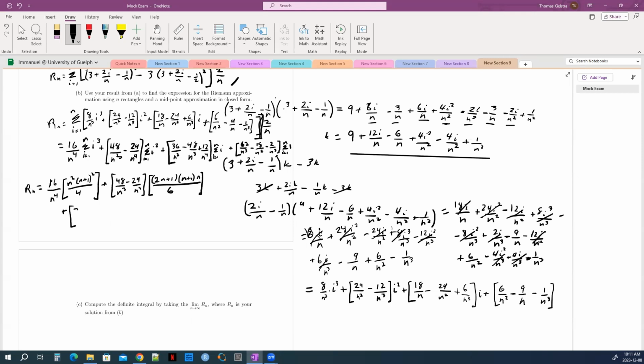plus 36 over n squared minus 48 over n cubed plus 12 over n to the 4 times n plus 1 all over 2 plus, and now this expression here is just going to be n, so it's 12 over n cubed minus 18 over n squared minus 2 over n cubed all times n. And this is our expression for Rn.